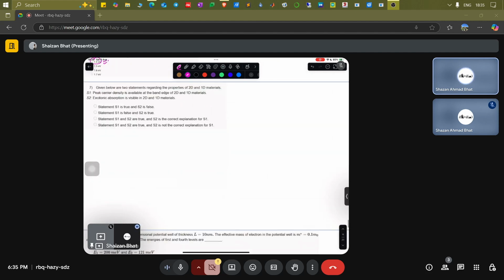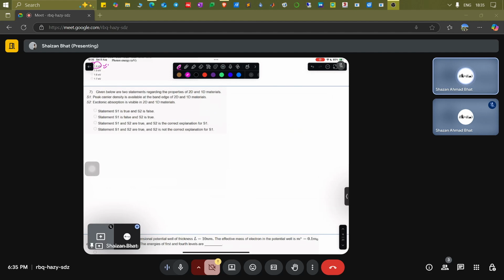Now what else? Given below are two statements regarding properties of 2D and 1D materials. That means you have a quantum well, and let's say a nanowire. Peak carrier density is available at the band edge of 2D and 1D material. That is true. What is this basically? Let me show you.